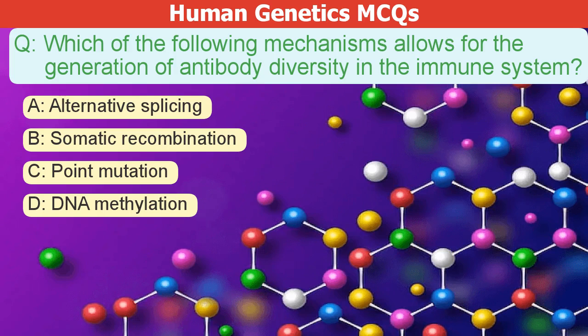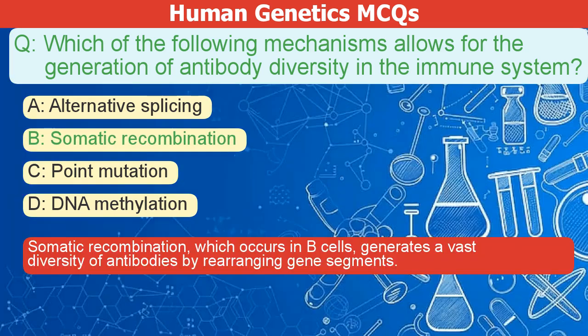Which of the following mechanisms allows for the generation of antibody diversity in the immune system? A. Alternative splicing. B. Somatic recombination. C. Point mutation. D. DNA methylation. The correct answer is B. Somatic recombination, which occurs in B cells, generates a vast diversity of antibodies by rearranging gene segments.